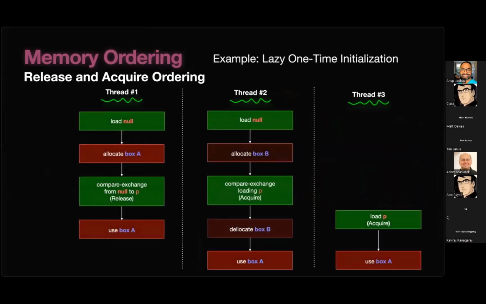This shows a visualization of the operations, and the happens before relationships for a situation in which all three threads are calling get data. In this situation, thread one and two both observe a null pointer and they both try to initialize the atomic pointer. Thread one wins that race, which causes thread two's compare and exchange operation to fail. Thread three only observes the atomic pointer after it has been initialized by thread one. The end result is that all three threads end up using the box that was allocated by thread one.